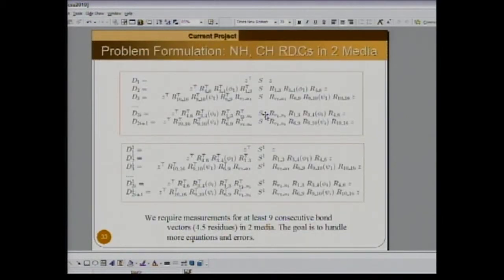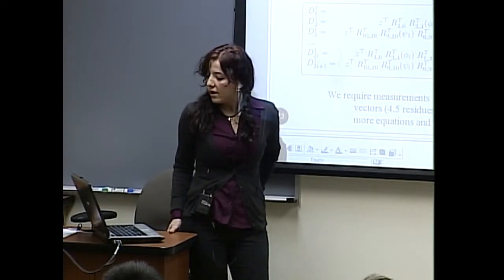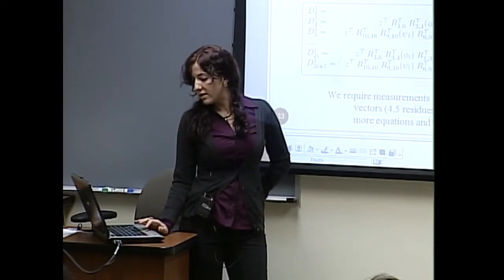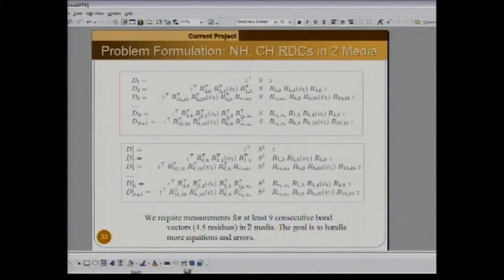However, in my current project, we again require 2 RDC measurements per residue, but in 2 alignment media. Therefore, the number of equations is doubled, and all of the new equations contain the same equations as before with the same dihedral angles, but a new SOAP matrix. This results in an overconstrained system. Now we have more equations than variables, and as soon as the 9 consecutive bond vectors are measured using RDC in 2 media, then we have this kind of system, and we can apply the approach that we have developed.